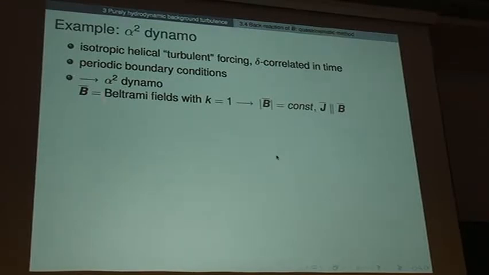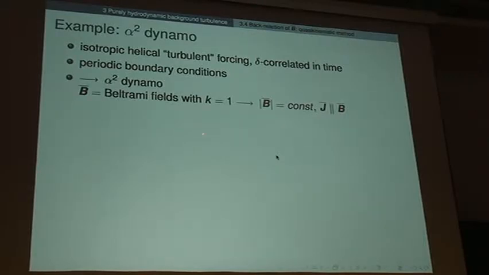And periodic boundary conditions. Then we get a pure, in some sense, alpha square dynamo, because to this turbulence, easily a constant scalar alpha coefficient can be assigned, and the solution of an alpha square dynamo is of course a Beltrami field. K equal 1 means the biggest dimension which fits into the computational box.